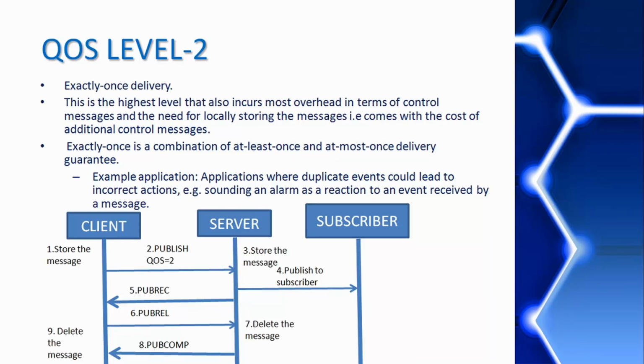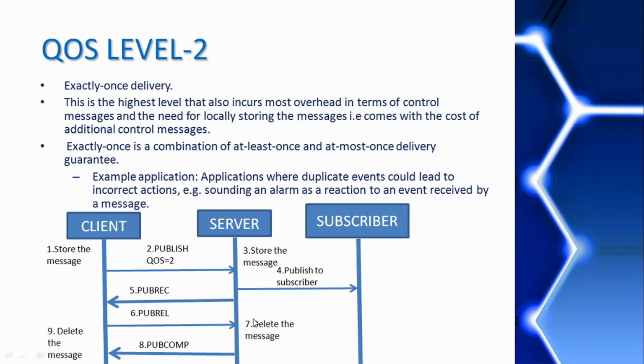Let's understand QoS level 2 using the message flow diagram. Firstly, the client stores the message and then publishes it to the server. The server stores that message and publishes it to the subscriber. And after that, the server sends the PUBREC acknowledgement to the client, and thereafter the client sends the PUBREL acknowledgement to the server.